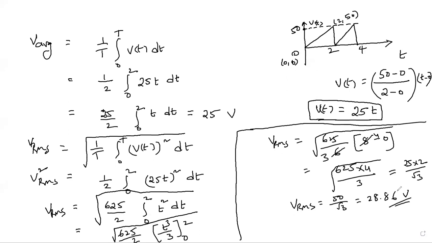Earlier you mentioned around 35 and around 25. It is a very simple calculation, but calculation mistakes will make your marks much lesser. Try to avoid calculation mistakes. Then calculate the form factor and peak factor.